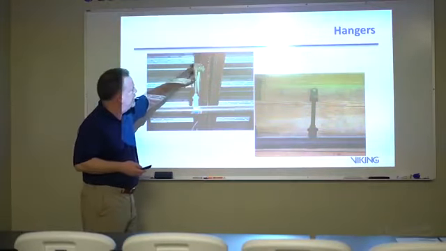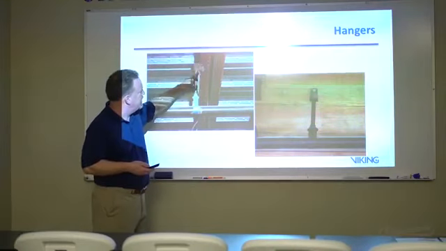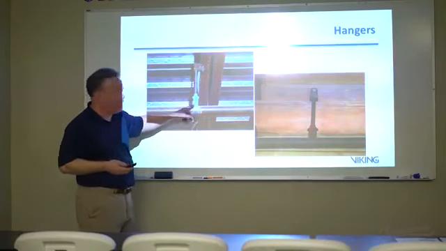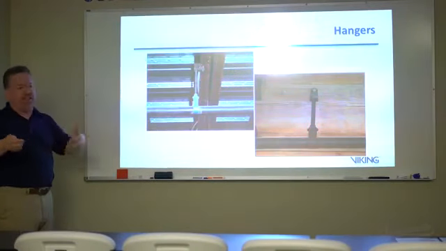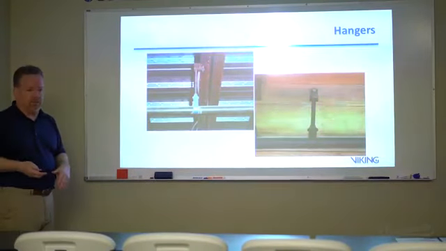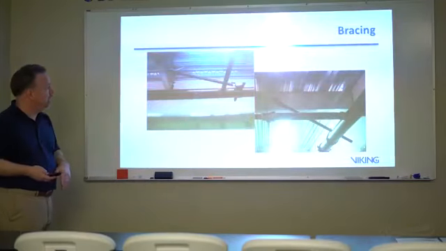This particular item here and this particular item here, which is where they attach to the building or to the pipe, have got to be listed for use with that as well. So basically the hangers we just need to be aware of. NFPA 13 has considerable requirements for them as well. And then there's bracing.